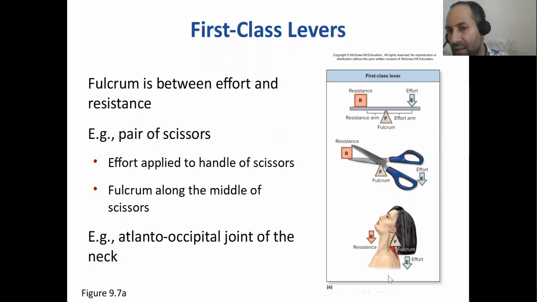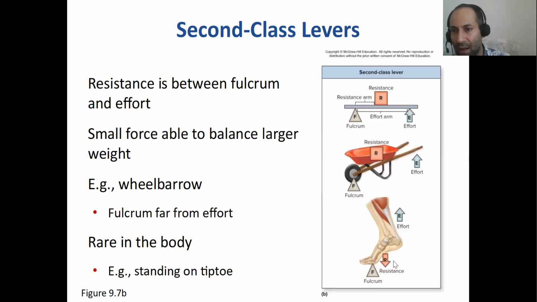In humans, an example of a first-class lever is when you hyperextend your neck, when you look upwards. So the resistance here, of course, is the gravity pulling your chin down. The effort is the contraction of your neck muscles, and the fulcrum is the base of your neck, the base of your skull, rather, right over there, okay? So that would be an example of how a first-class lever mechanism helps you hyperextend your neck.